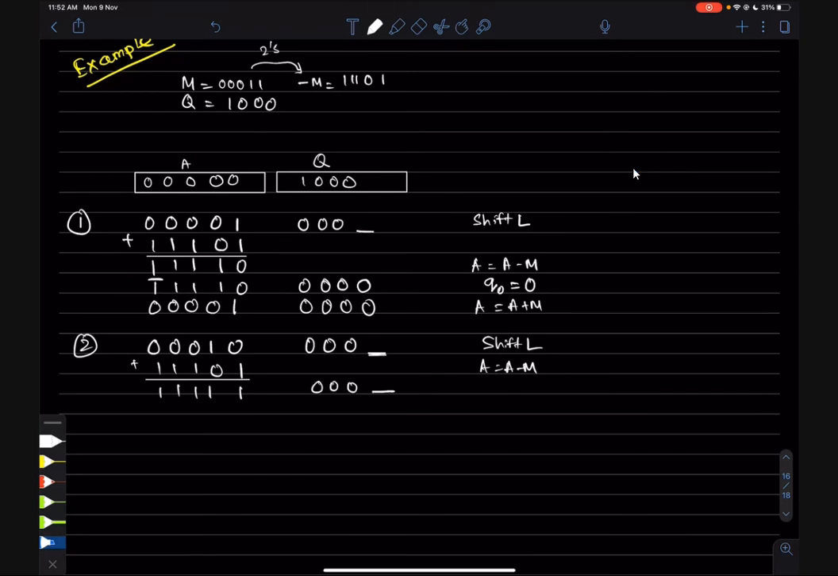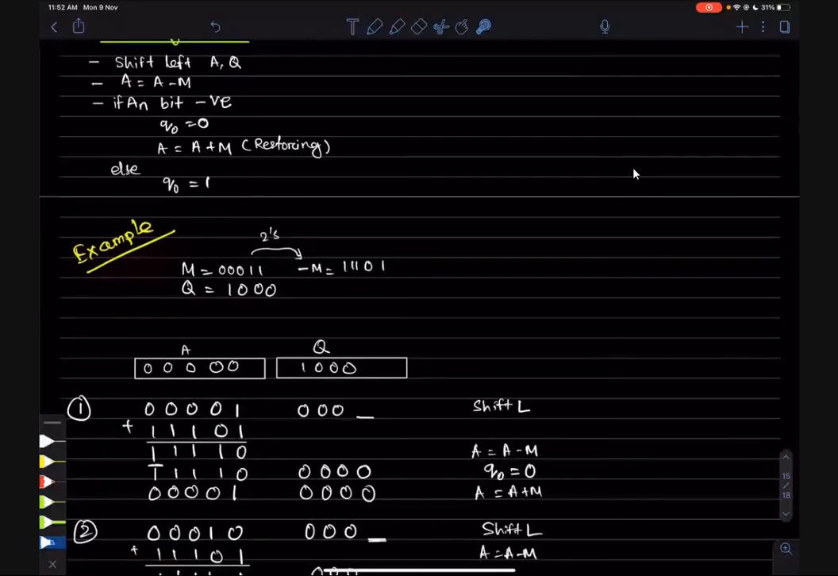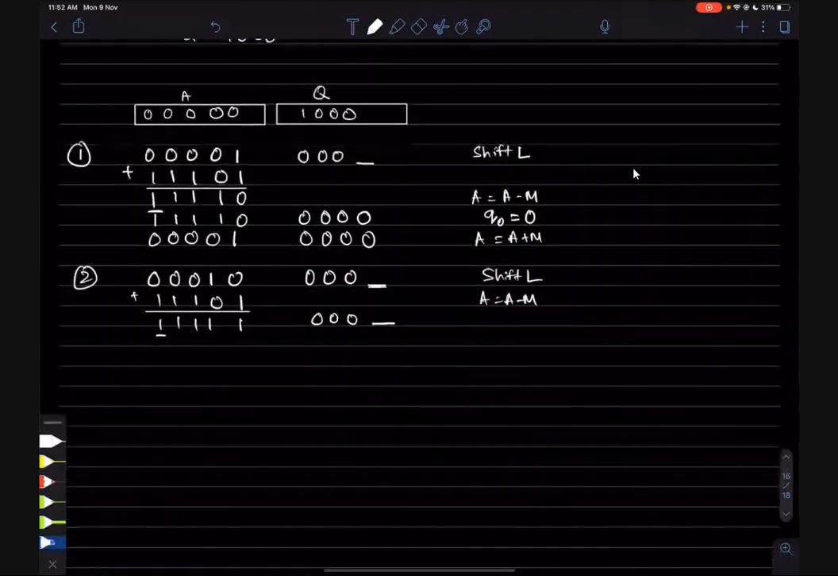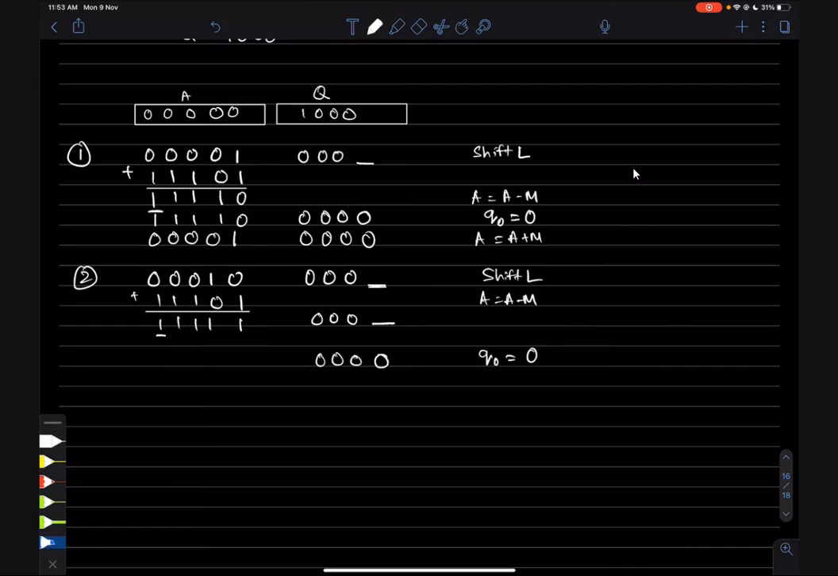This is equal to a minus m. Step is over. What is the next step we have to check? We have to check whether the a n bit is negative or positive. As you can see here, the a n bit is negative. So set q0 value equal to 0. That means 0 0 0, and q0 value is 0. Okay, and this is 1 1 1 1 1.